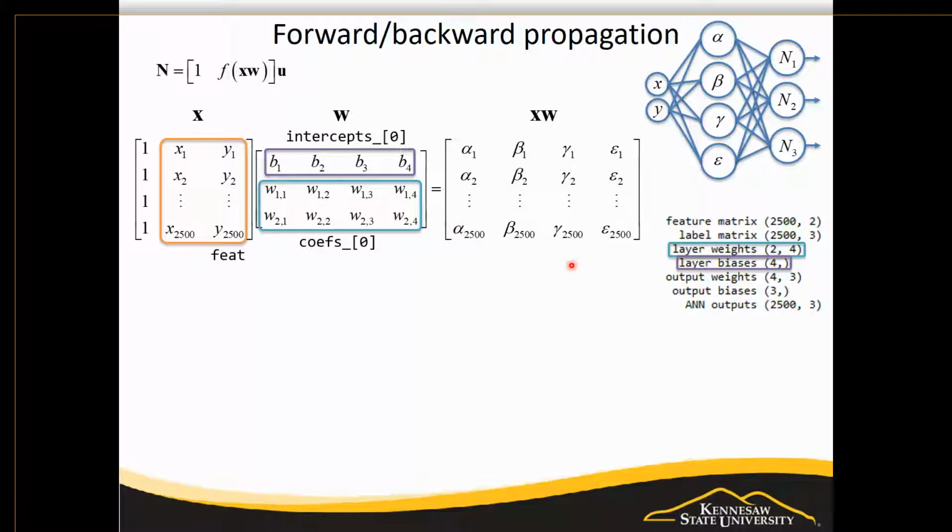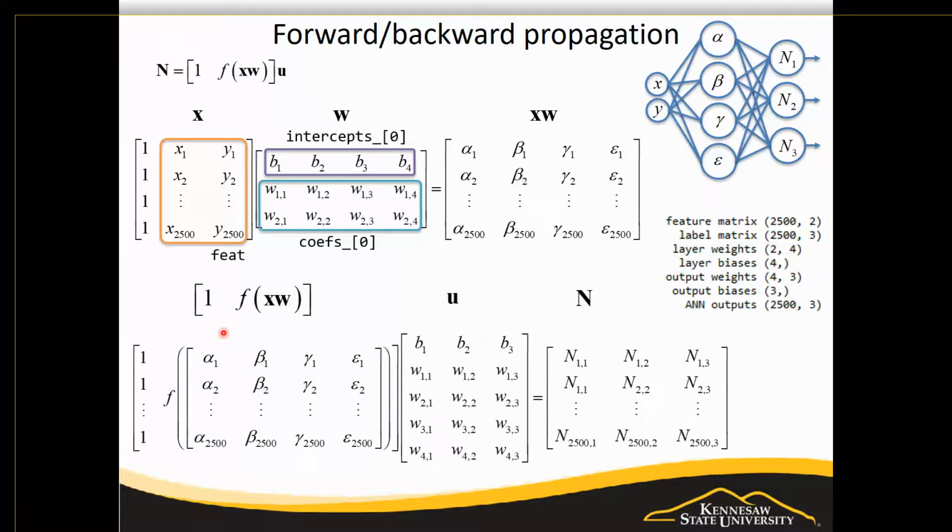And then I need to take the function, in this case a sigmoid. I'm going to take the sigmoid element-wise of each one of the things inside that. So I'm going to take my sigmoid function of each one of those pieces. I'm going to horizontally stack that with a bunch of 1s, and then I'm going to multiply by my output weights, where the first row of them is the biases. That's what we get with intercepts 1, the second one in that list. And then the coefs 1 is the stuff that's in the bottom part of here. I have 4 inputs to this output layer, and the output layer has 3 outputs because there's 3 nodes.